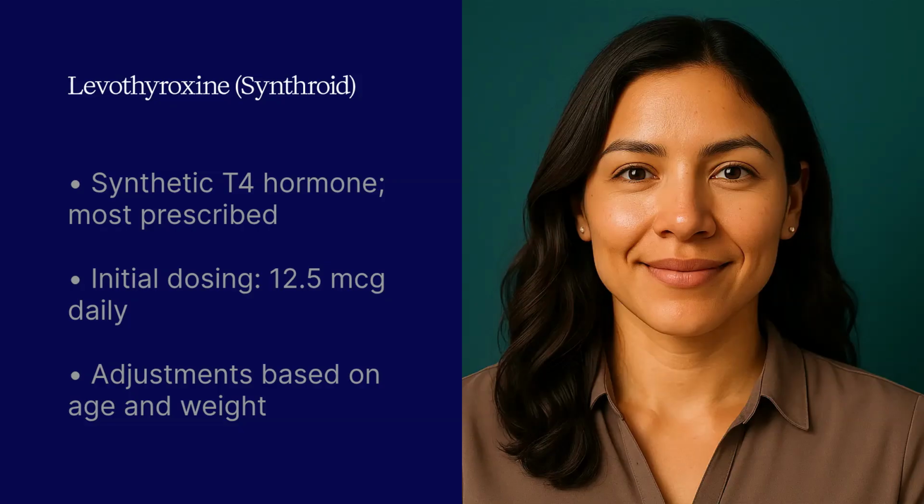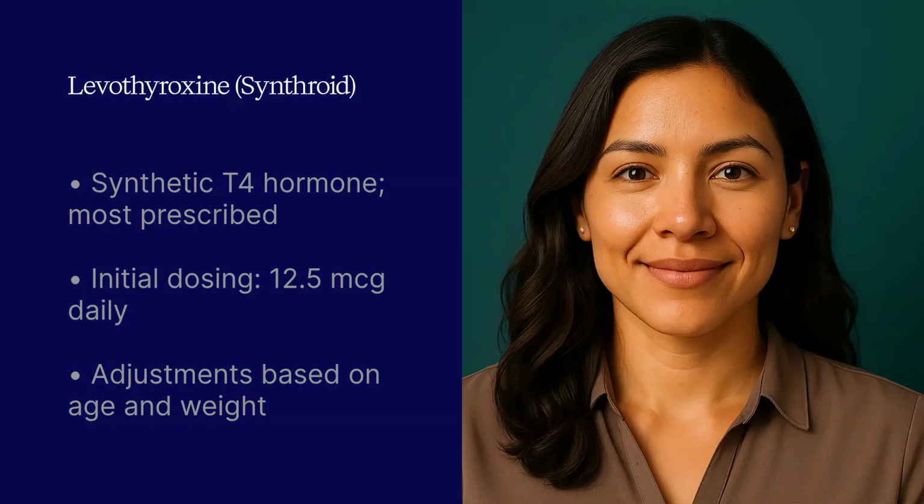Dosing: start low, around 12.5 micrograms once daily, and adjust up to about 1.6 micrograms per kilogram body weight daily. Guidelines: American Thyroid Association. Healthy, under 60, no cardiac history: start about 1.7 micrograms per kilogram daily. Recheck TSH in 6 to 8 weeks. Increase by 25 micrograms if needed.